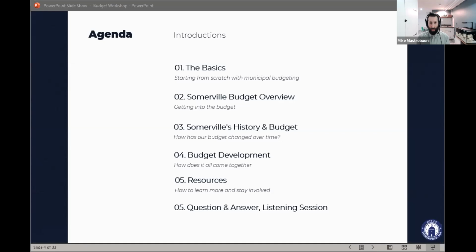resources for you as residents to learn more, to get involved, stay involved. And then at the end, in our second number 5, we'll have a question and answer session where you can ask us questions about how the budget's developed, how to read the budget, how to find items, as well as a listening session where if you have comments you'd like to make here or through email, we want to give you that opportunity to share that with us.